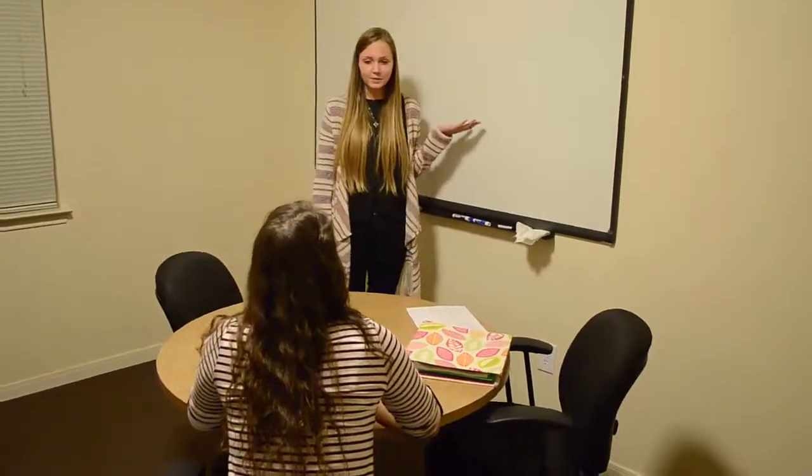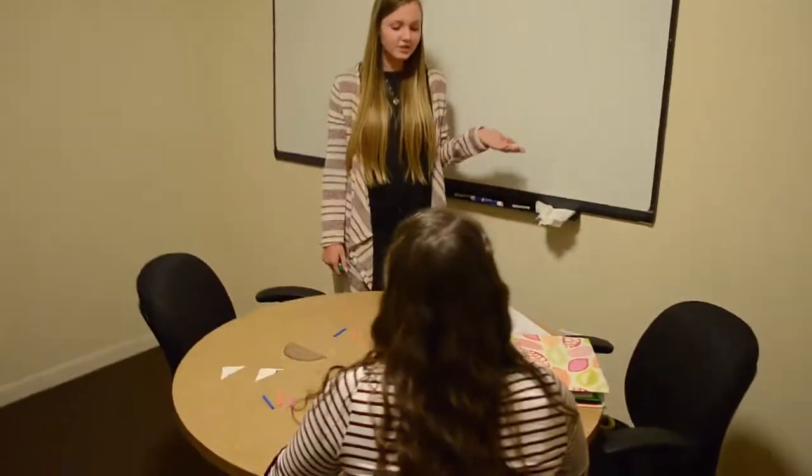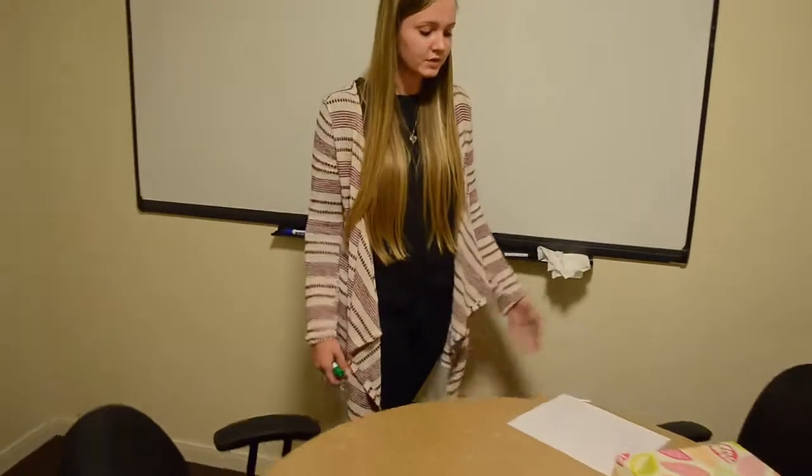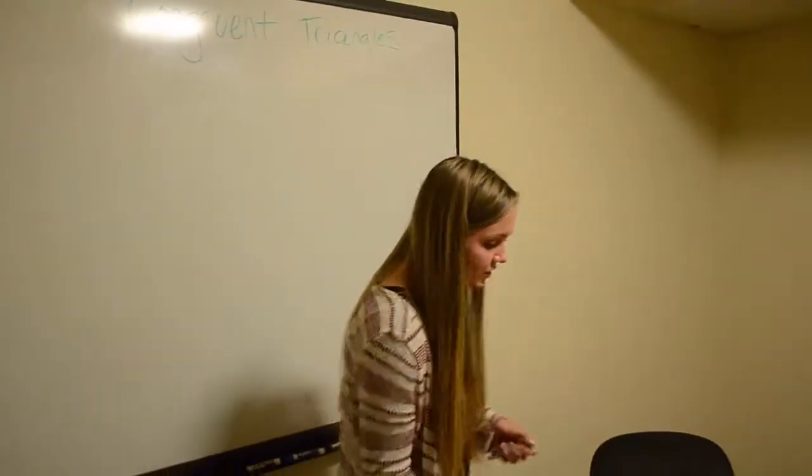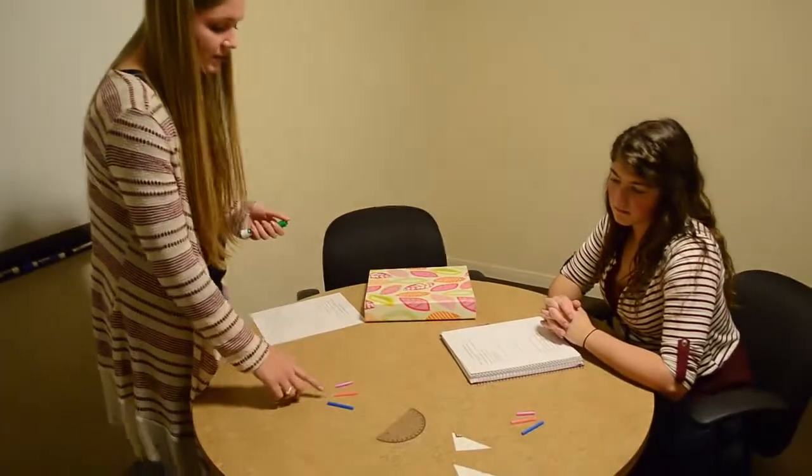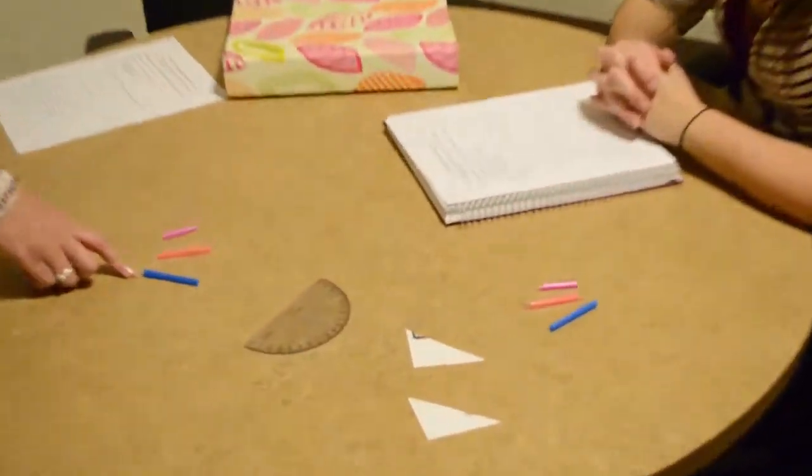Okay, today we're going to be talking about congruent triangles. And we're going to understand congruent triangles using postulates and theorems and using inductive reasoning. So I have these three straws. The pinks are the same length, the oranges are the same length, and the blues are the same length.